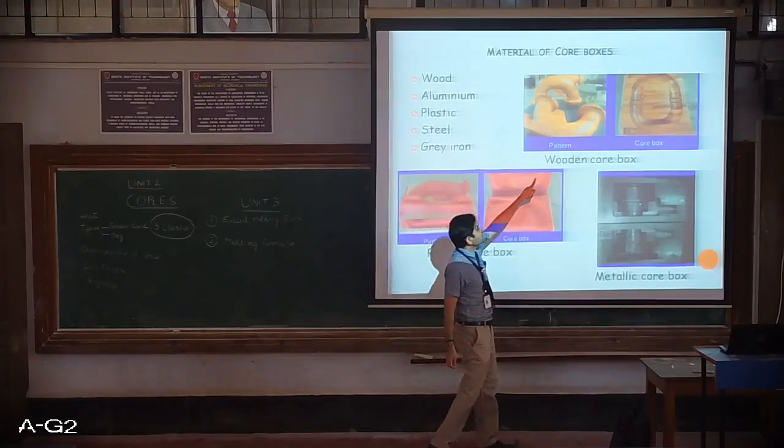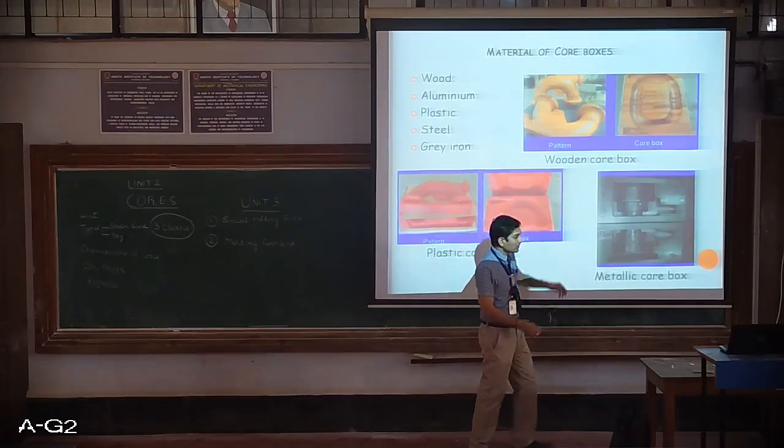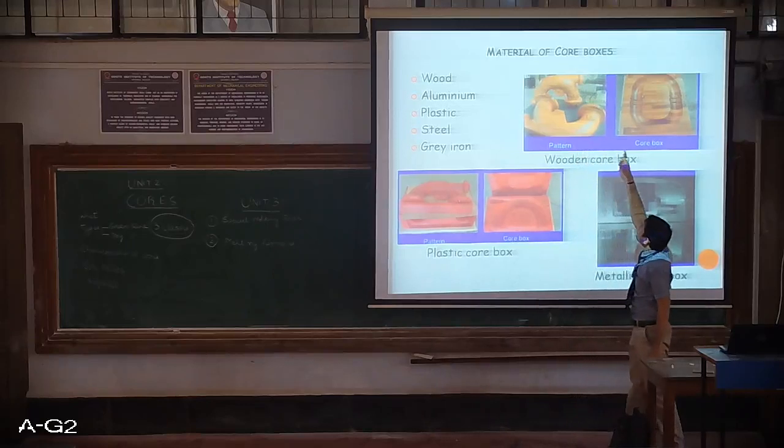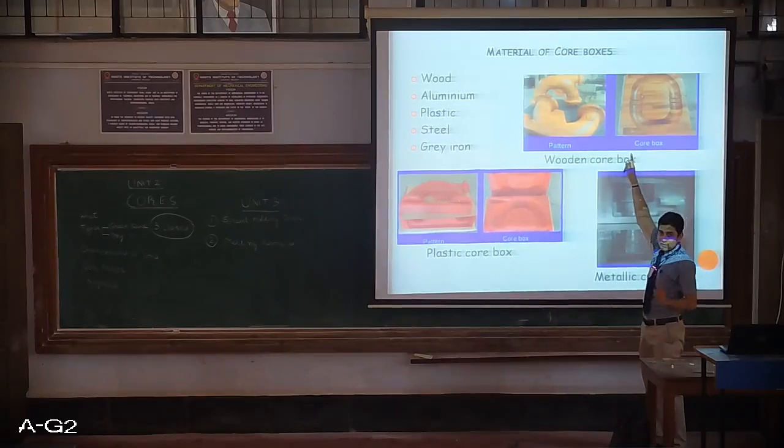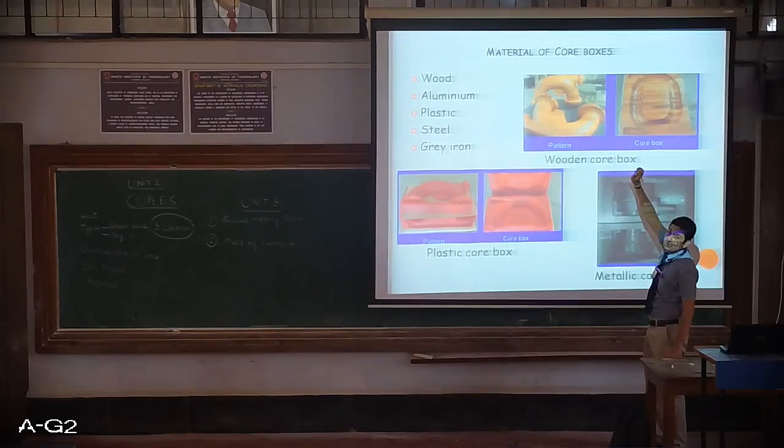This one you can see is a wooden core box. This is the pattern, while this is the core box. We are interested in the core box or core. So this is the core, right? So this is the core box and this is the pattern inside, right?